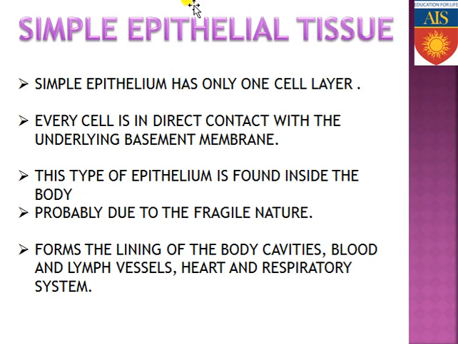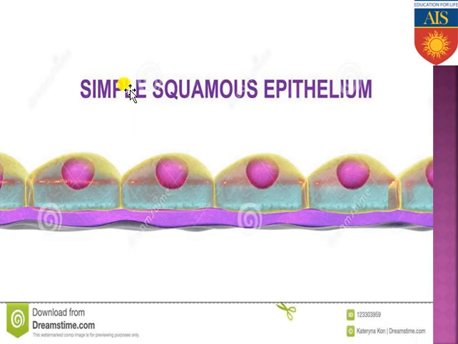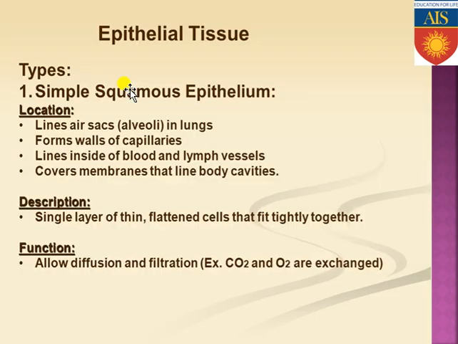Next, you can see that we are entering the simple squamous epithelium, the first type under simple epithelial tissue. Exclusively it is located in the inner lining of the air sacs of the lungs, that means the inner wall of the alveoli. It forms the inner wall of the capillaries. It lines the inner wall of the blood and lymph vessels. It even covers the membranes that line the body cavities.